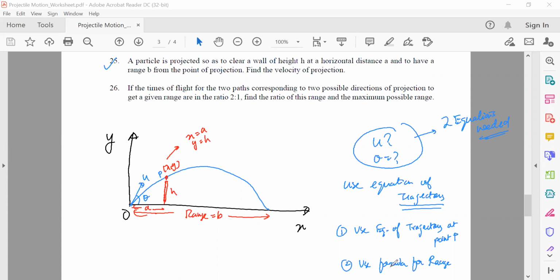Okay, so directly substitute the value of r as b, but tan theta is unknown in that. But that equation should be satisfied by this point P. So that will give you one relation, and from that you will actually get the value of tan theta. And then you have the formula for range. So from that you can find u.